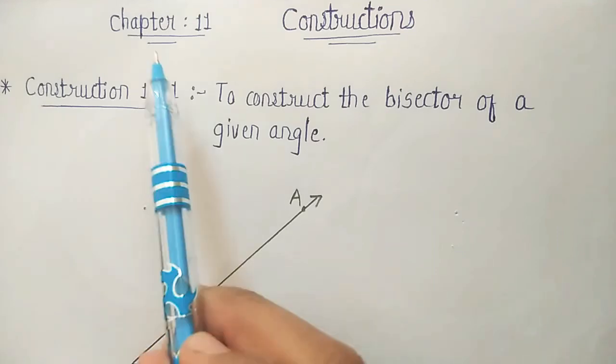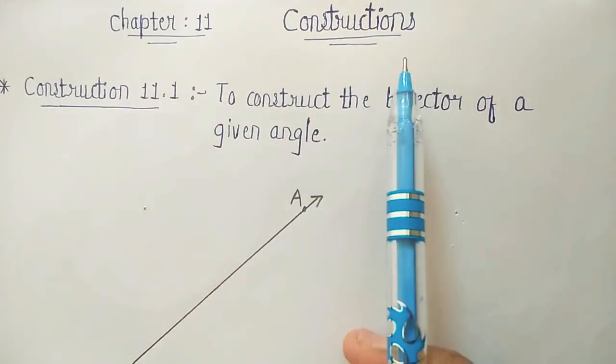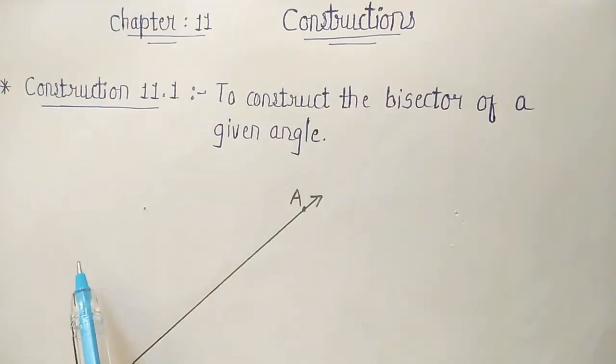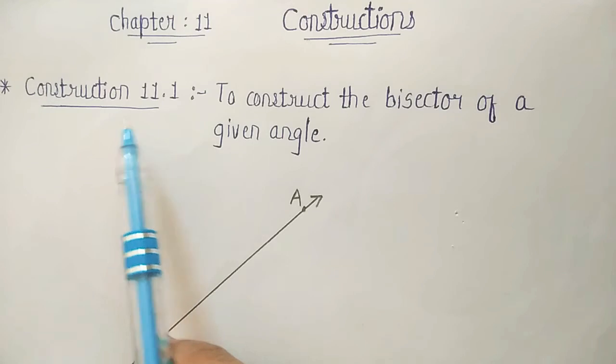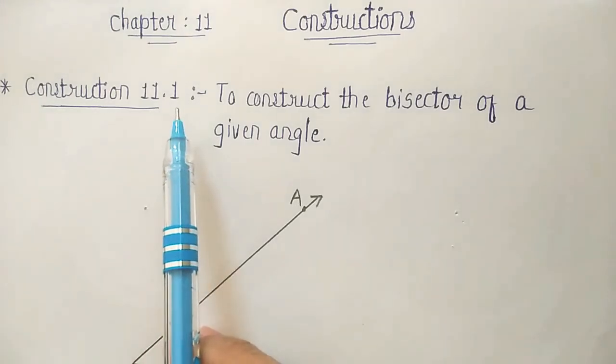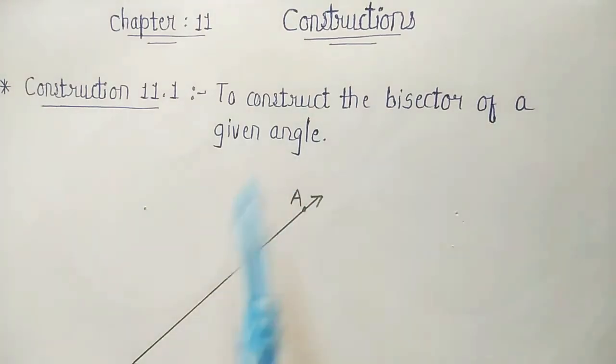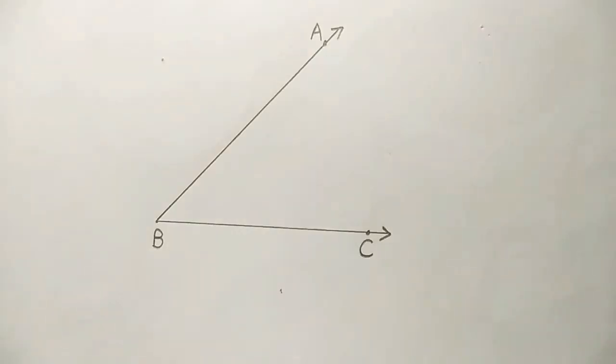Let us study chapter number 11, Constructions. First of all, we will do illustrations. Here we have construction 11.1: to construct the bisector of a given angle. Here we are given an angle ABC. We have to construct a bisector. So how will we do it? Let us start constructing it.